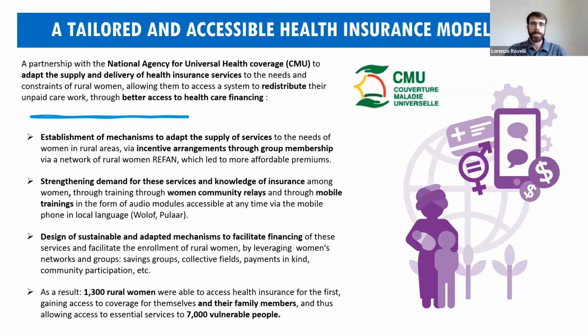The result of all of that is that 1,300 rural women got access to health insurance for the first time. They could cover not only themselves, but also some of their family members, which allowed us to target about 7,000 people in total. We have prepared a little video about that, so we can hear the perspectives of the president of the network of rural women that benefited from this project, Mrs. Korka Jiao. I'm not sure if the video is ready.